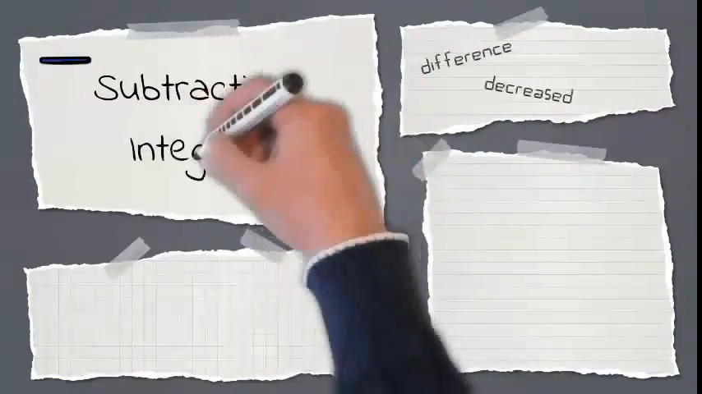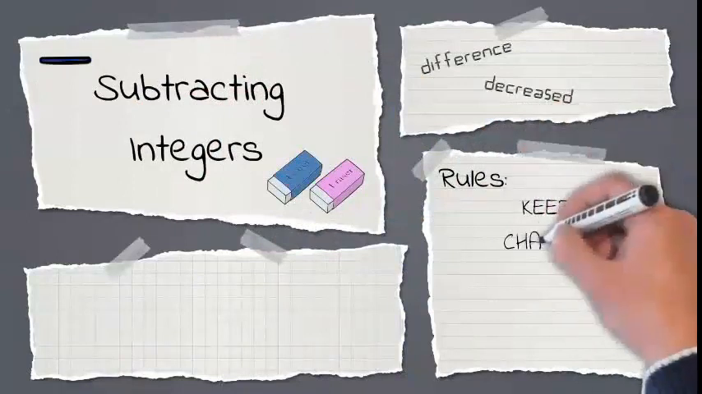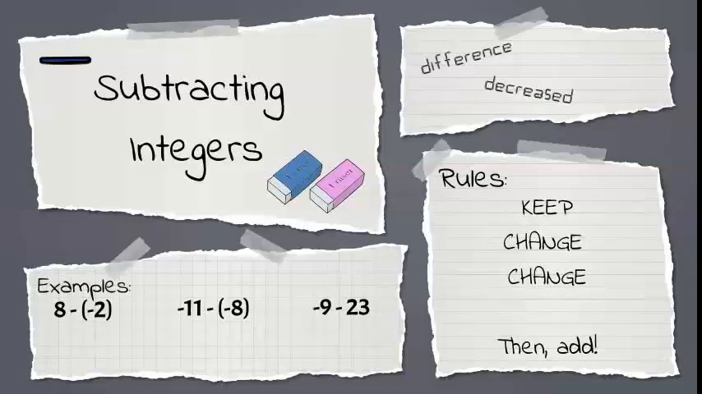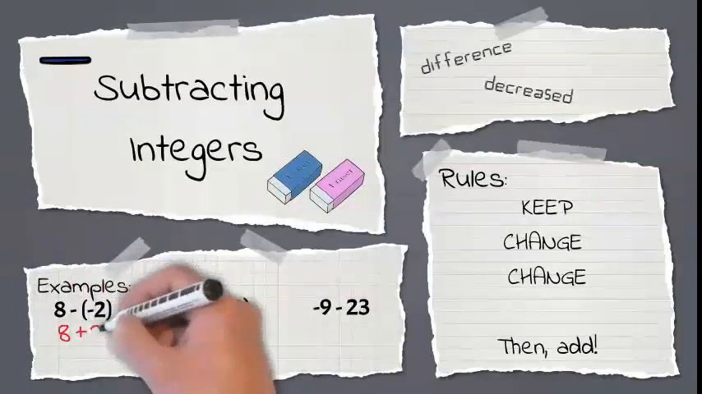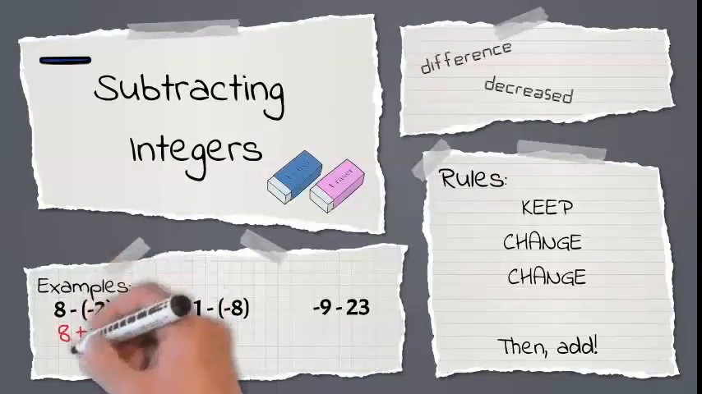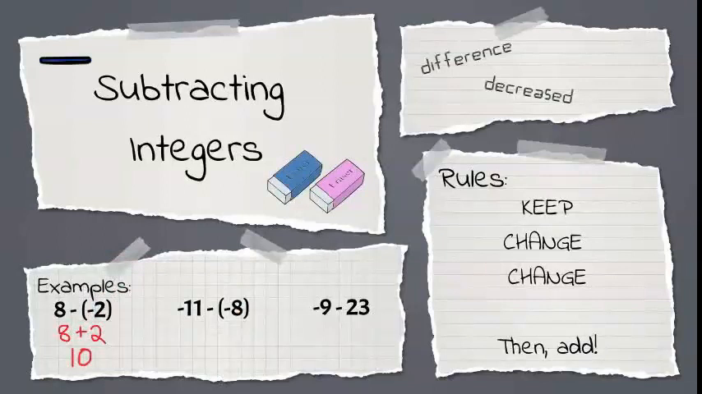For subtraction, you want to remember the famous phrase, keep, change, change. It means keep the first number the same, change the subtraction to addition, and change the sign of the second number. After that, you just add. Let's look at some examples. 8 minus negative 2. Keep the 8, change minus to a plus, and change the negative 2 to positive 2. And 8 plus 2 is 10.